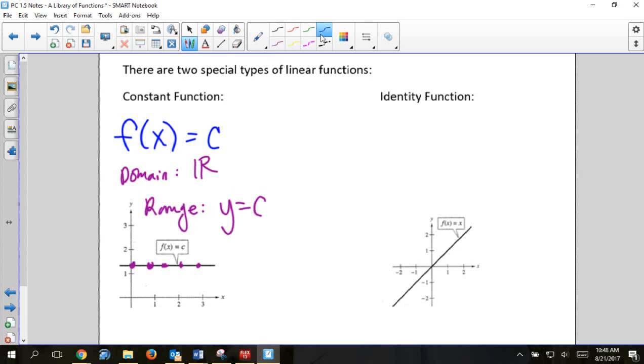And then the identity function is f of x is equal to x. It's identity because the y, the f of x, is the same as x. Identity means when they are exactly the same. So here, every single ordered pair, the x and the y are the same number. And then the domain and range are all real numbers for that one, just like all the other linear functions.